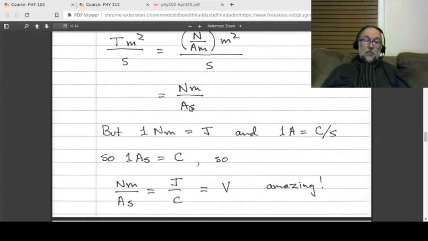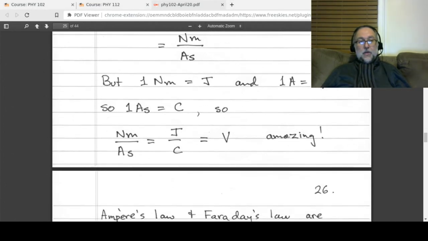And an amp, remember what an amp is, that's a measure of current. It's 1 coulomb traveling past you every second. So 1 amp is a coulomb per second. So if you put that in here, you're going to get that an amp times a second is just a coulomb. And so newton meter on top gives you a joule. An amp second gives you a coulomb. A joule per coulomb, that's exactly what a volt is. These units are getting pretty tricky.